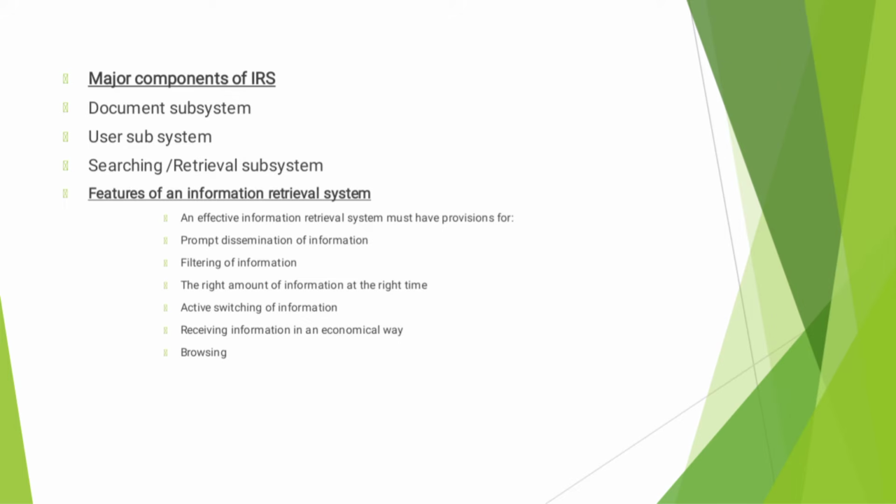An effective information retrieval system must have provisions for prompt dissemination of information, filtering of information, the right amount of information at the right time, active switching of information, and receiving information in an economical way, browsing, getting information in an economical way, then current literature, access to other information systems, then interpersonal communication and personalized help.